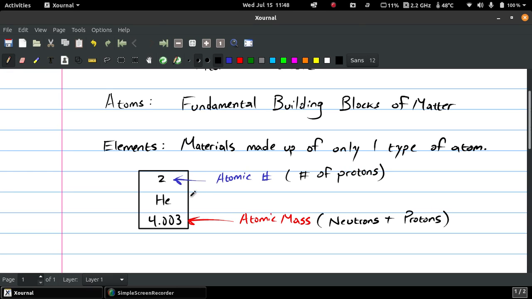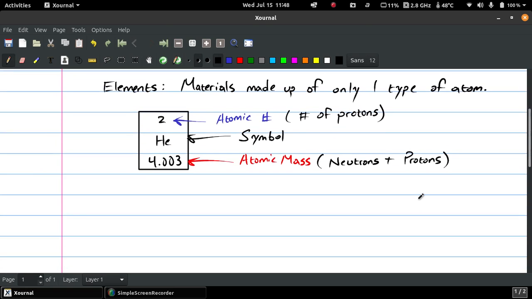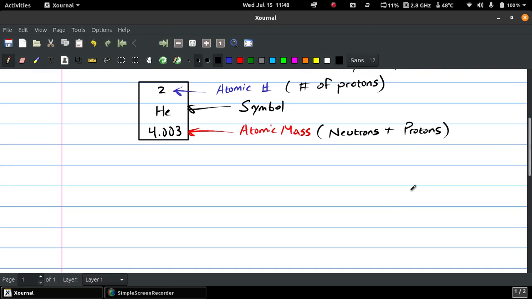And then in the middle is our symbol. Every element has its own symbol. I'm not going to expect you to memorize all of them, but you should be familiar with the periodic table. We'll talk about that more when we get there, but overall, these things you do need to be familiar with because it is important, especially when we get into later topics.